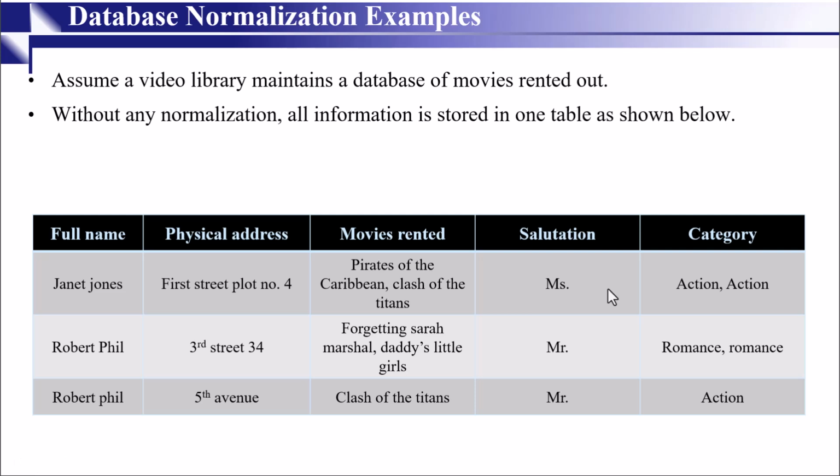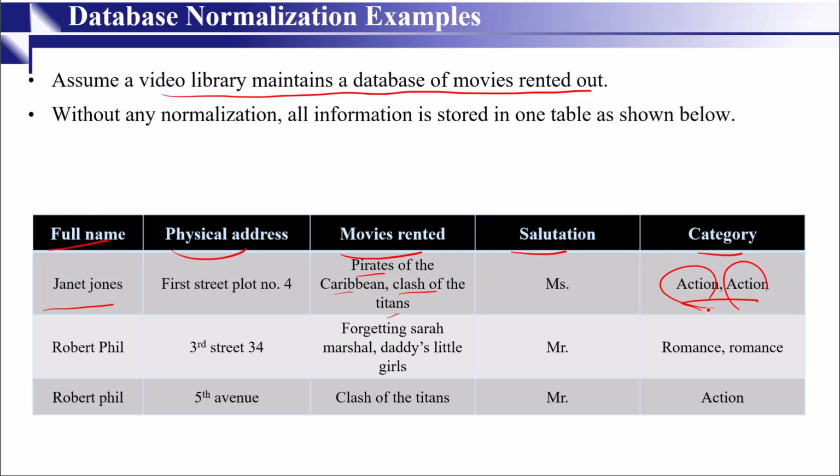Let's apply this concept to a real-world example, like a video library database. Assume a video library maintains a database of movies rented out. Without any normalization, all information is stored in one table, as we can see here: full name, physical address, movie rented, salutation, and category. For example, Janet Jones rented Pirates of the Caribbean and Clash of the Titans, both action movies. So we have a repeated action movie here.